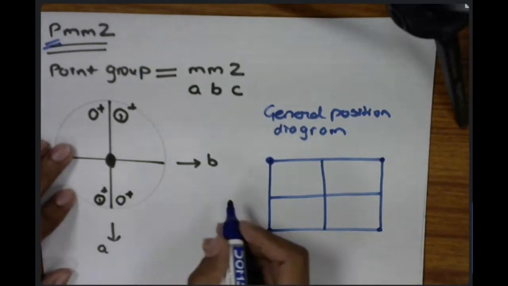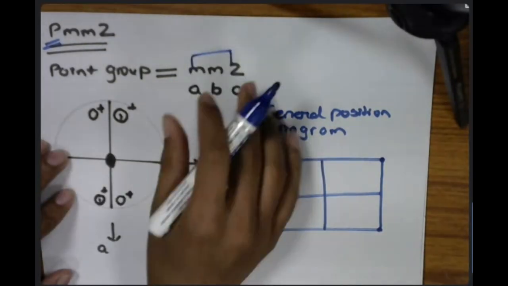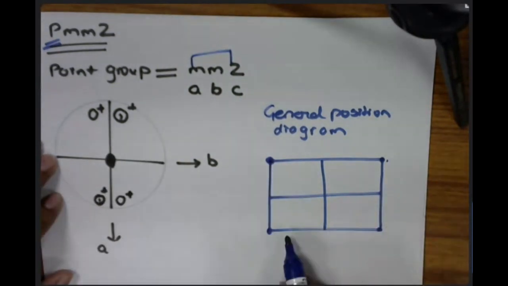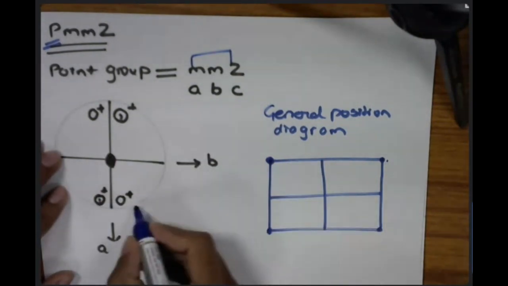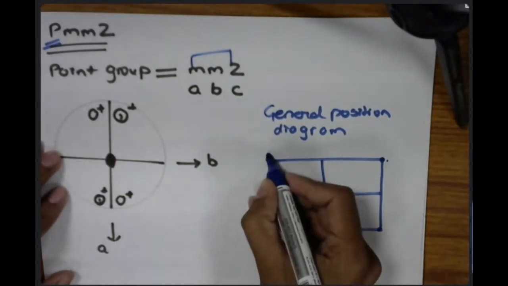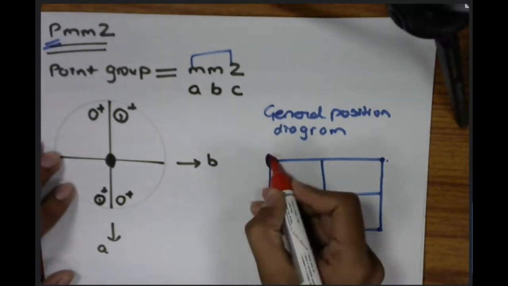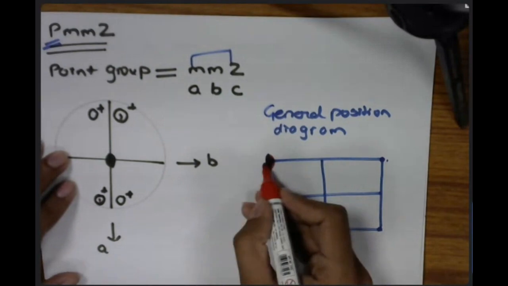Now, same thing, the entire thing which was mm2, which is applied to this particular point, will be applied over here, here, here, and here, right? The same entire thing will be generated over here. So let's write that. There is a twofold, and there is a mirror.